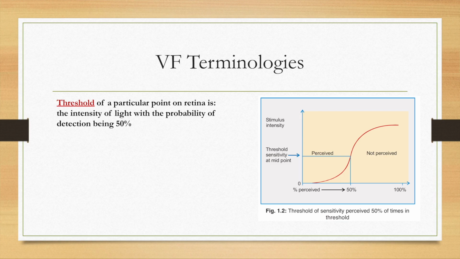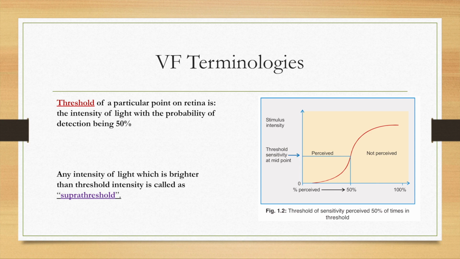To understand more about the threshold, let's imagine a particular point on the retina, and the stimulus was projected about 100 times on this point, and there was a response to this stimulus 50 times, and 50 times it was missed. That gives us the threshold value. When the intensity of the light is brighter than the threshold intensity, that's called suprathreshold.